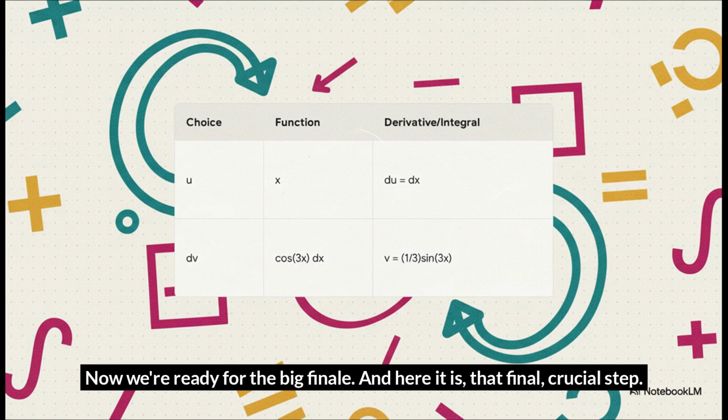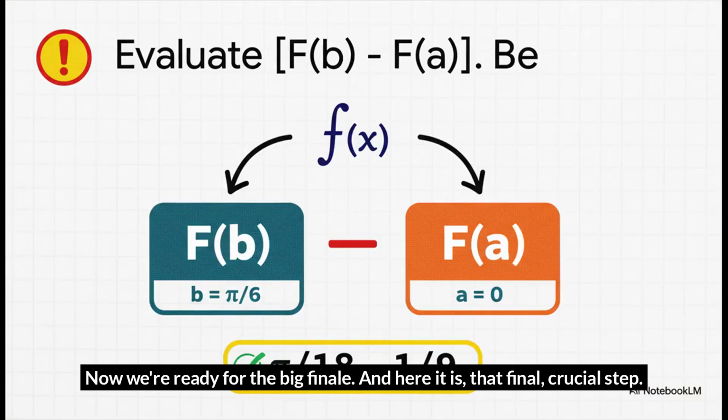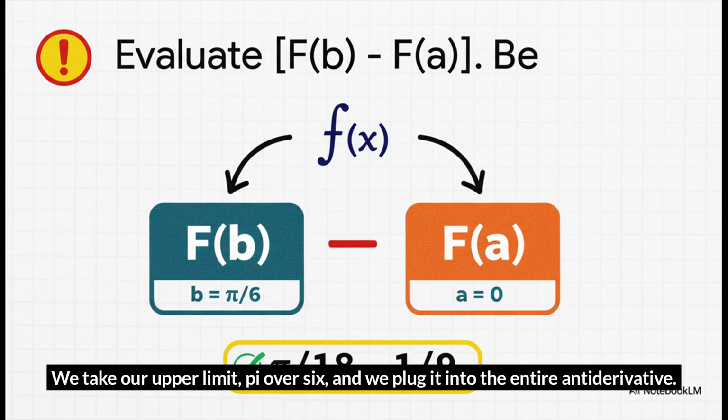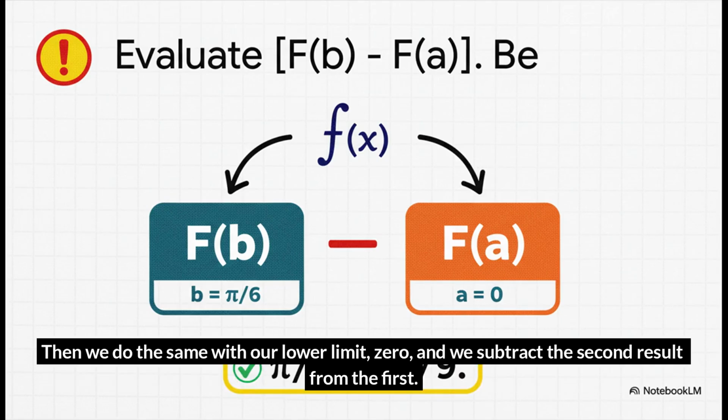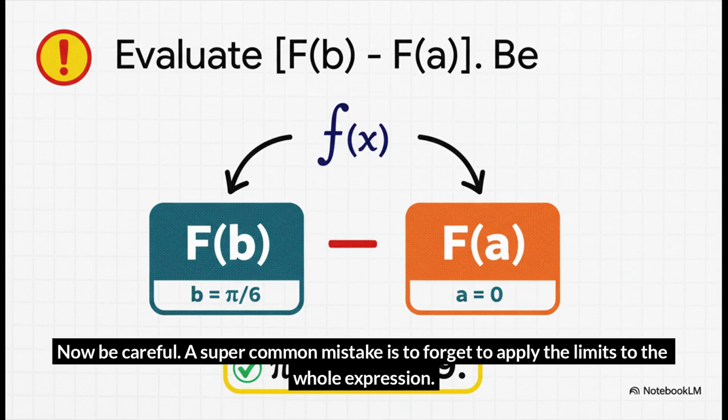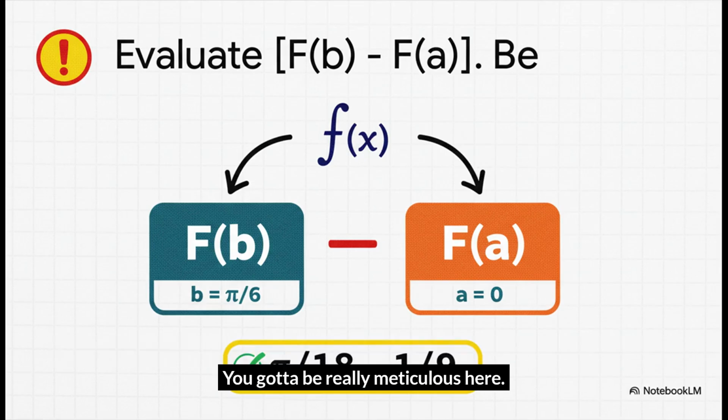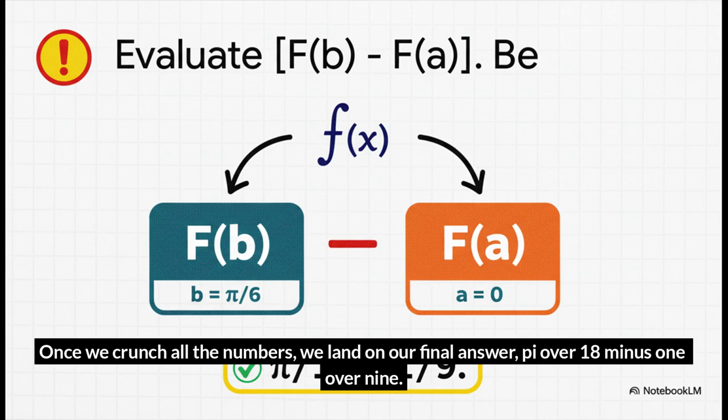Now we're ready for the big finale. And here it is, that final, crucial step. We take our upper limit, pi over 6, and we plug it into the entire antiderivative. Then we do the same with our lower limit, 0, and we subtract the second result from the first. Now, be careful. A super common mistake is to forget to apply the limits to the whole expression. You've got to be really meticulous here. Once we crunch all the numbers, we land on our final answer, pi over 18 minus 1 over 9.